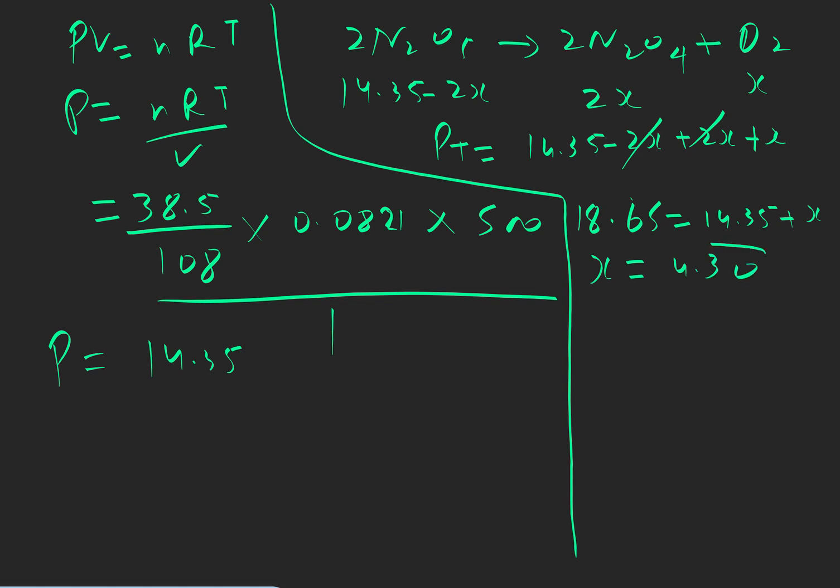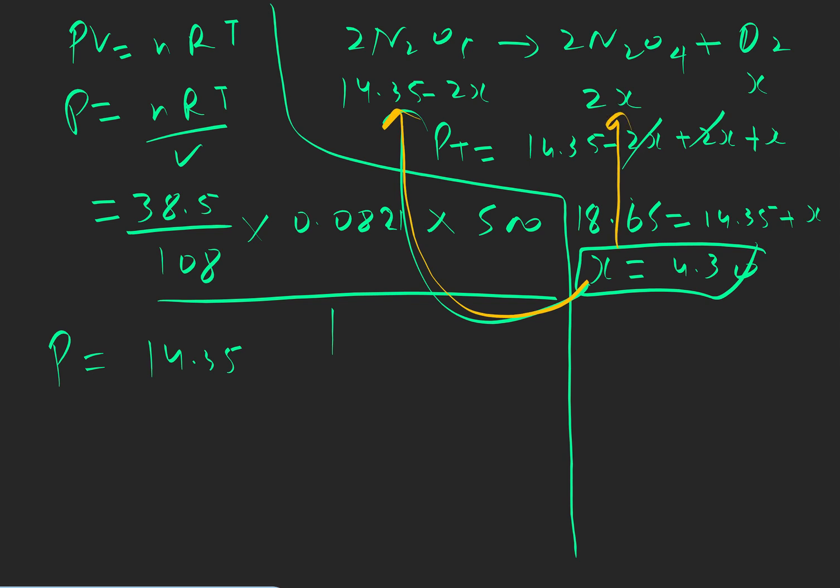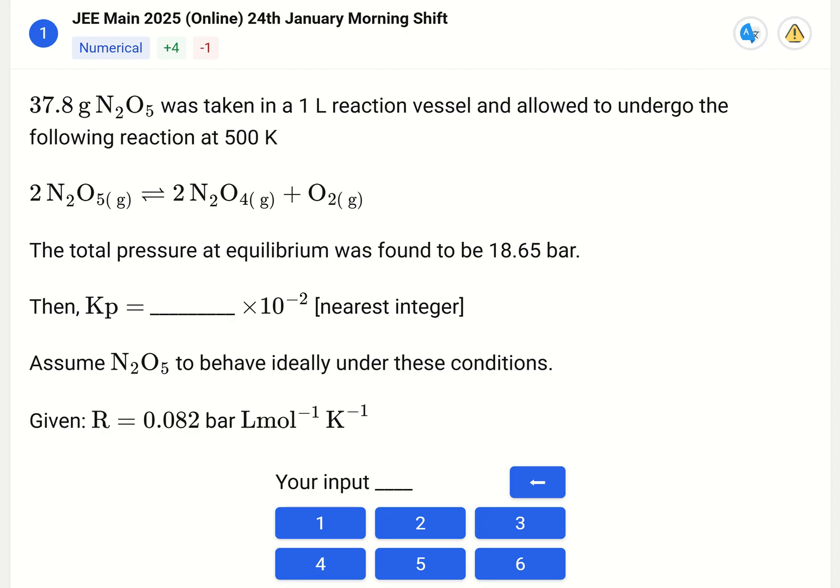Now use this value of x here, here and here. I am using simple calculator for solving this equation. So Kp will be equal to N2O4, 4.3 into 2, 8.6 raised to power 2 into 4.3 raised to power 2 divided by 2x is 8.6, 14.35 minus 8.6. That means it is equal to 5.75 raised to power 2. Just using calculator to solve this equation. So I get 9.619. Now let us see how they want the answer.